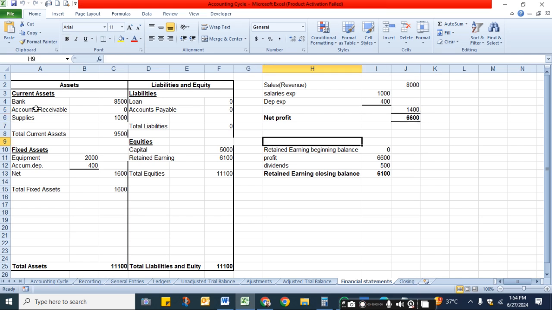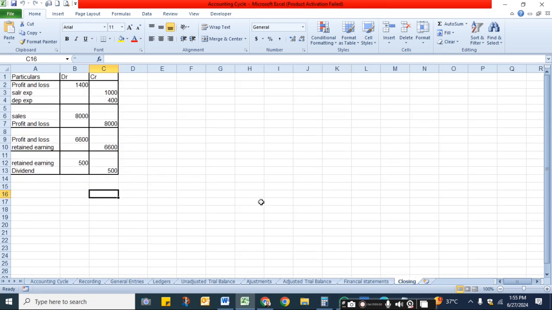Right, now we are going to calculate the retained earnings. Assume that the retained earnings beginning balance is zero. We don't have any retained earnings before that, so the beginning balance is zero. Then the profit we add is 6,600. Then the dividends we paid is 500. So 6,600 minus 500 is 6,100 retained earnings closing balance. Right, ladies and gentlemen. So we put the retained earnings closing balance over here. Now we are going to move into closing entries.